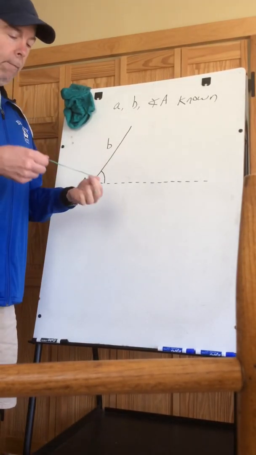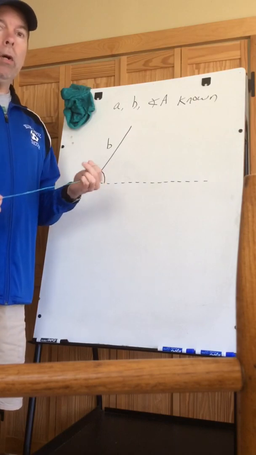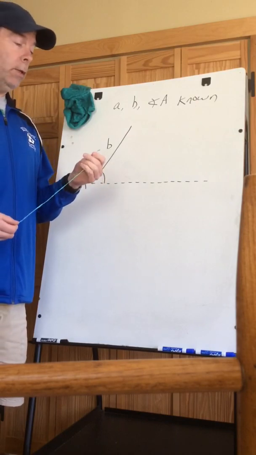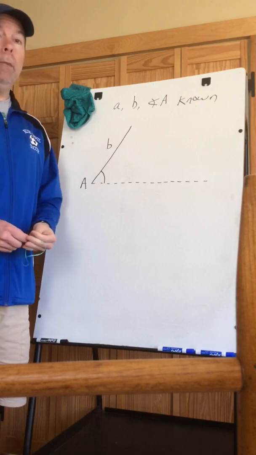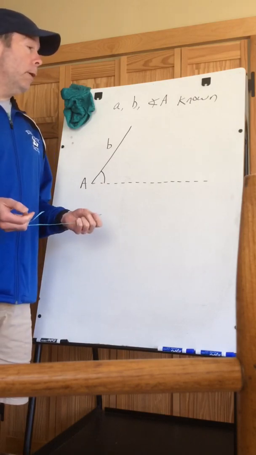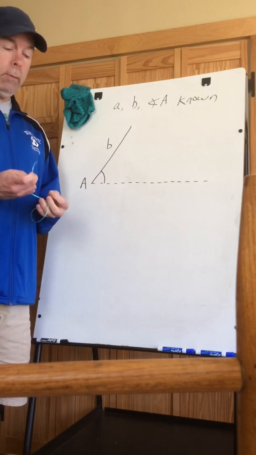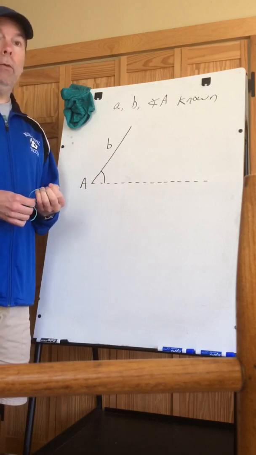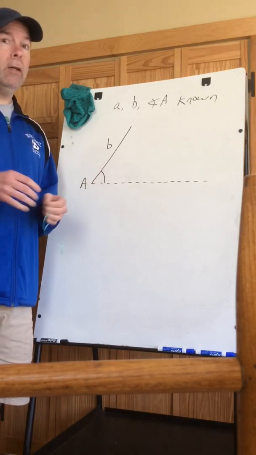Okay, good morning again. So we are here at part 2 of our law of signs presentation, and we're going to talk about the ambiguous case, which I alluded to in the first video. So the ambiguous case, as you might imagine, involves the word ambiguous, and ambiguous means unknown, unclear.